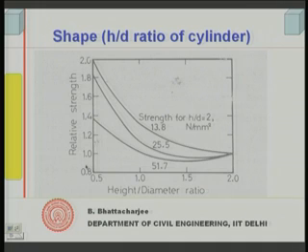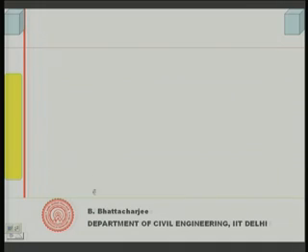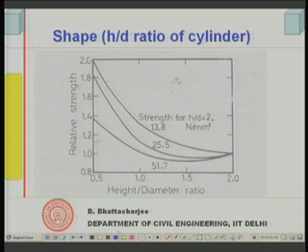Now, this is the experimental result for height to diameter ratio. For H by D ratio of 2, strength is 13.8 MPa, this is 25.5 MPa and this is 51.7 MPa. Now, if I consider the value at 2 as 1, you can see as I reduce the H by D ratio, the apparent strength increases, the ratio increases.